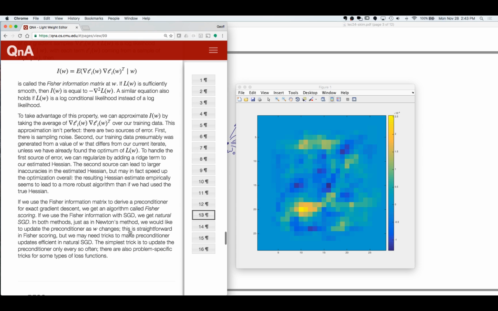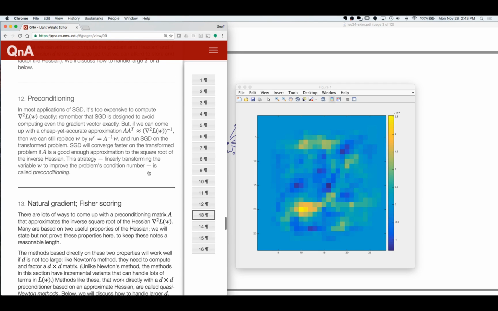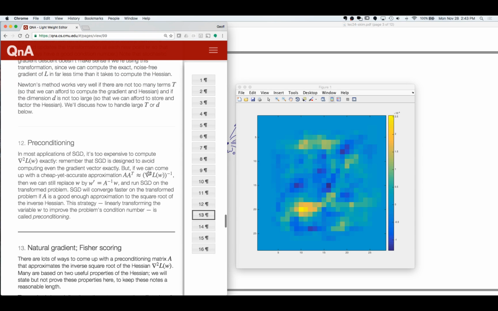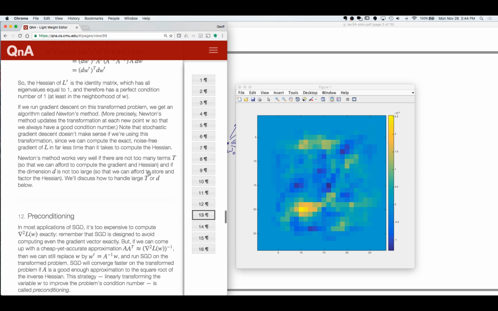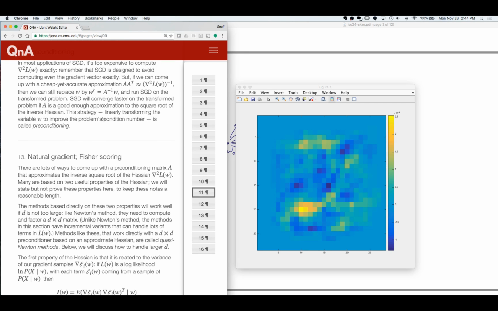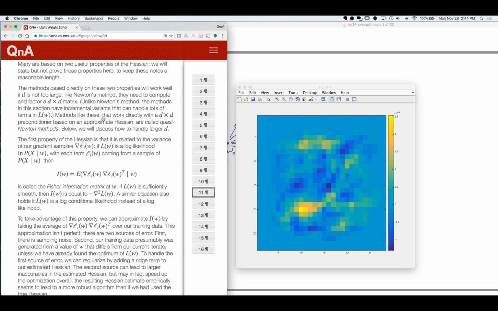All right. So going back to Newton's method, what Newton's method looks like is, at every iteration, we compute the Hessian, we use it to compute a preconditioner, we make the transformation, we make an update, and then we undo the transformation, and we start over. So that's Newton's method. And in Fisher scoring, we do the same thing, except that instead of the Hessian matrix, we take the Fisher information matrix.